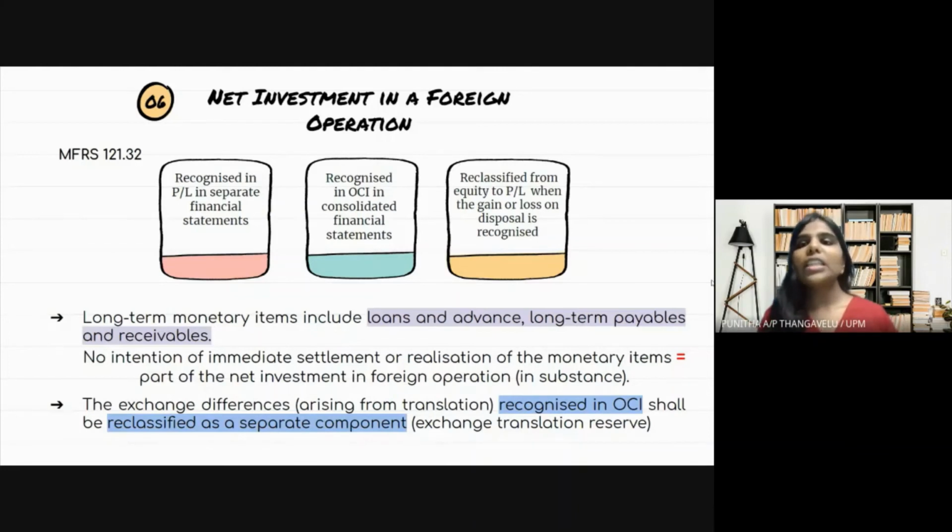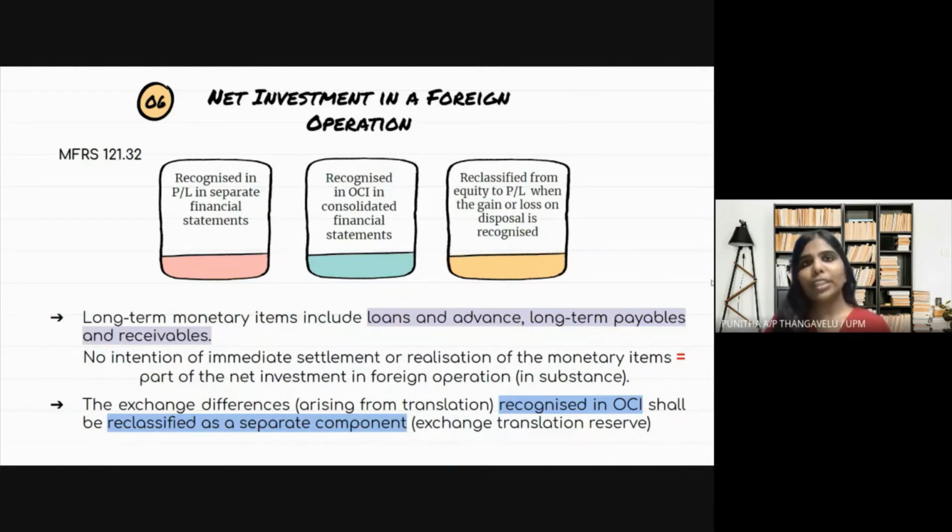In the financial statements that include the foreign operation and the reporting entity, which are referred to as consolidated financial statements, when the foreign operation is a subsidiary, such exchange differences shall be recognized initially in other comprehensive income and reclassified from equity to profit or loss on disposal of the net investment. It is stated in MFRS 121 under paragraph 32.